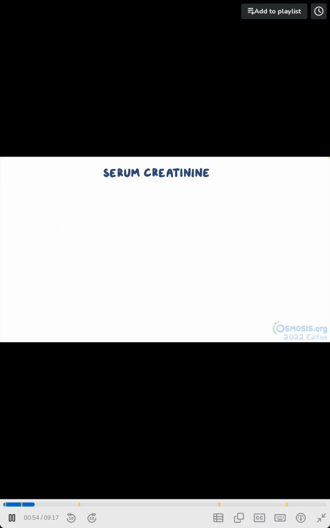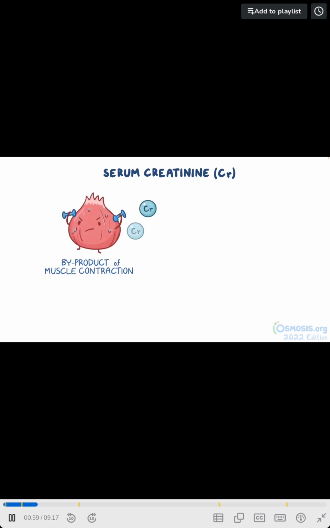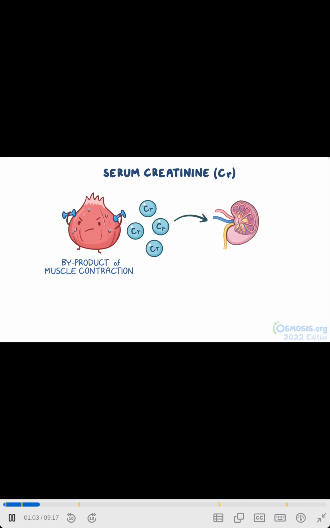Serum creatinine, abbreviated CR, is a byproduct of muscle contraction, and it's made at a relatively constant rate as part of regular everyday activity. All of the creatinine produced by the body is eliminated by the kidneys, with no reabsorption.